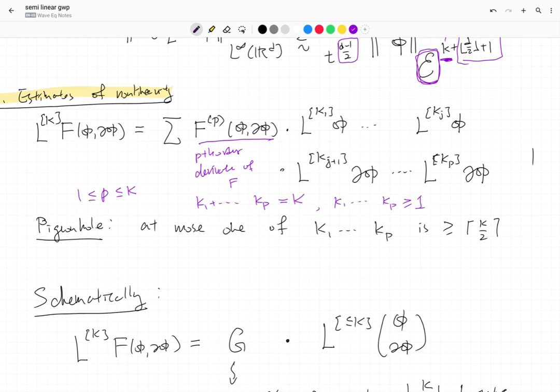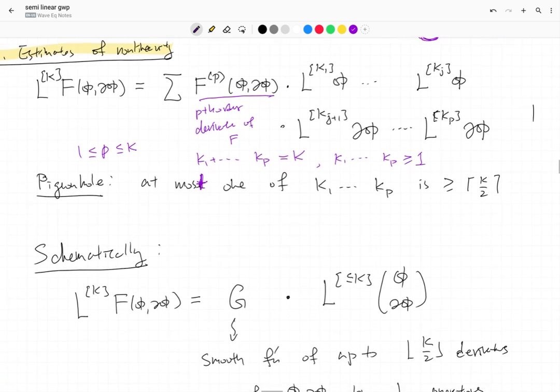Okay, now the key thing here is that because I know that K1 all the way added up to Kp is equal to K, by the pigeonhole principle, at most one of K1 to Kp can take up more than half of the available derivatives. Because they all add up to K, so at most one can be more than half. This is a very basic pigeonhole principle.